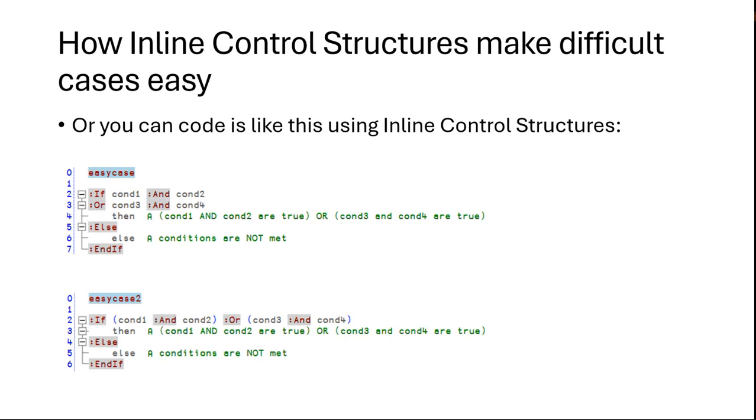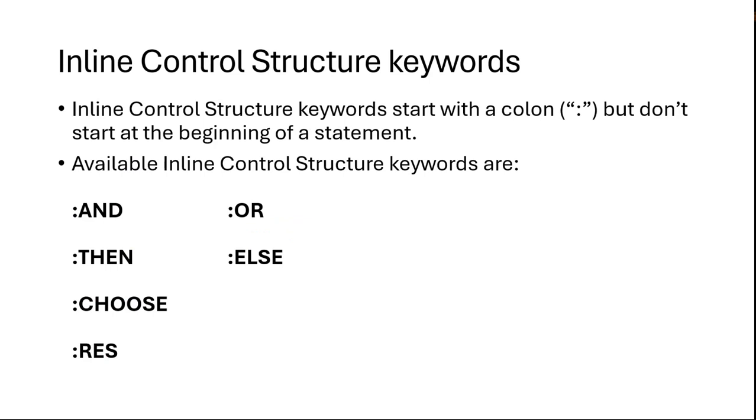And okay, so let me move on here. So here's the list of all of the inline control structure keywords. First of all, they all start like regular keywords. They start with a colon, but they don't start at the beginning of a statement. So a distinguishing feature of an inline control structure keyword is that it looks like a regular keyword, but it is never the first control structure keyword on a statement.